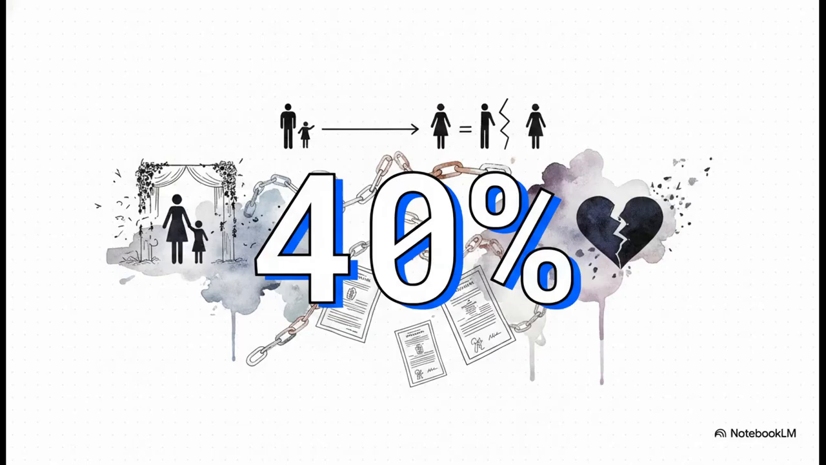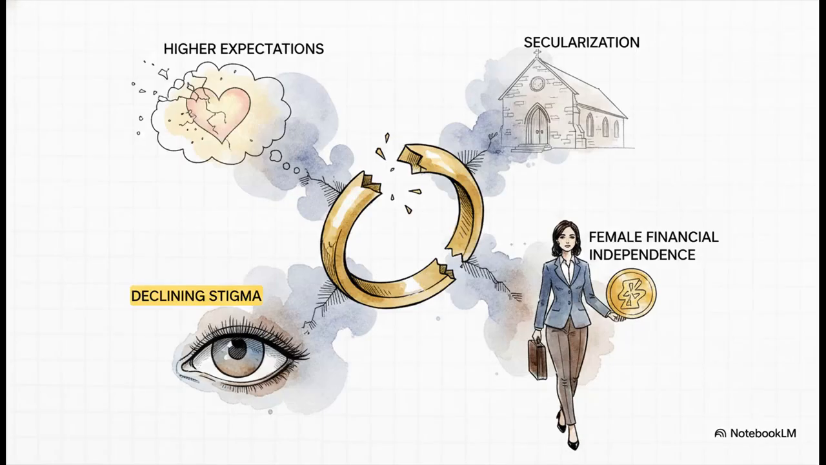I just want to pause for a second and let this heavy statistic truly land. Today, approximately 40% of all marriages end in divorce. 40%? That is an absolutely staggering shift from just a few generations ago. So, the absolutely critical point for your exam is explaining the why behind that 40% figure. You can't just drop the stat, you've got to unpack it.